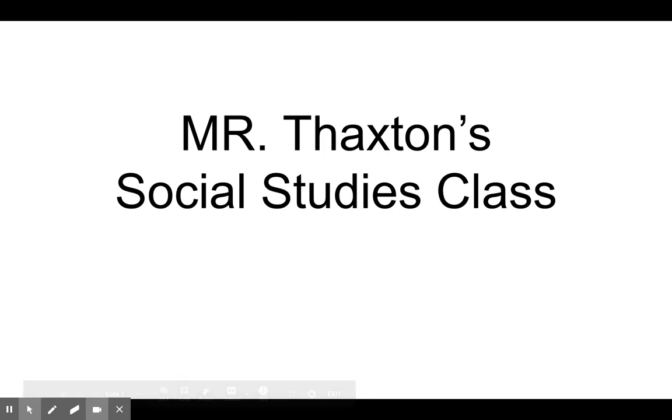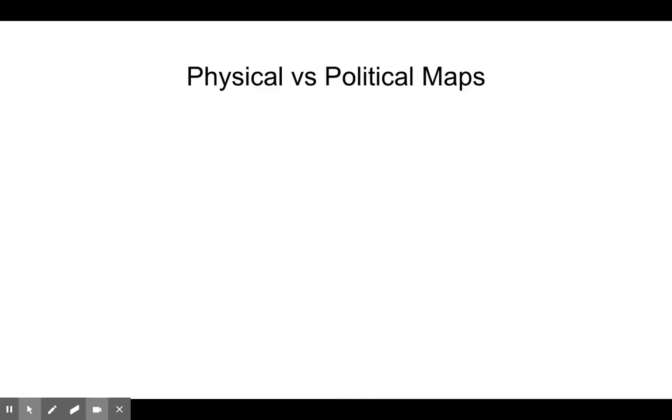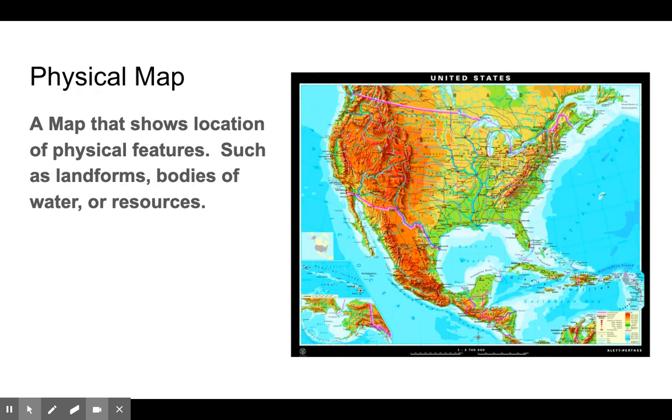So when you look at it, there's physical and political maps. Those are the two types of maps, the physical map and the political map. Physical maps are just that. It's a map that shows the location of physical features, such as landforms, bodies of water, or resources.